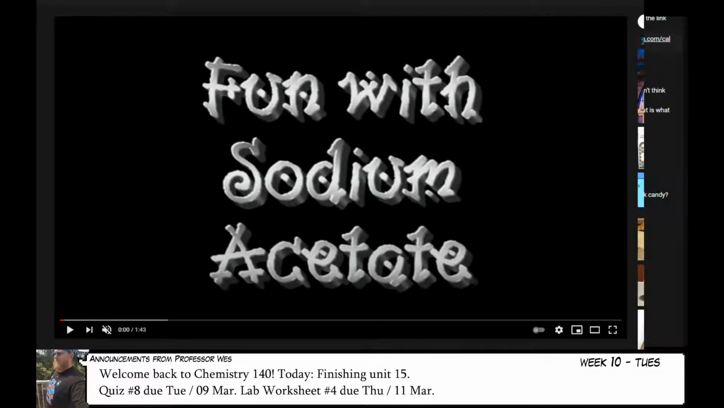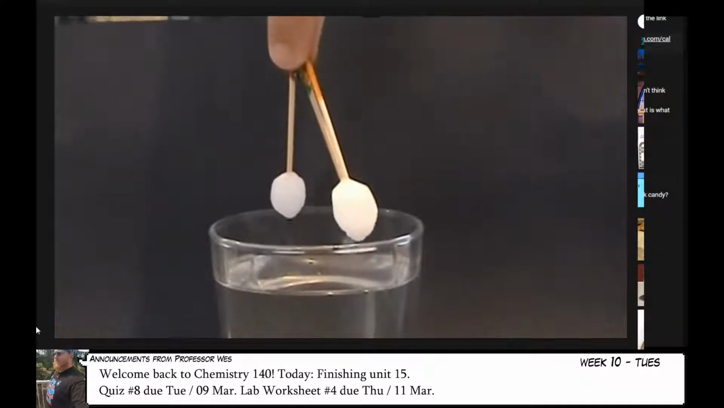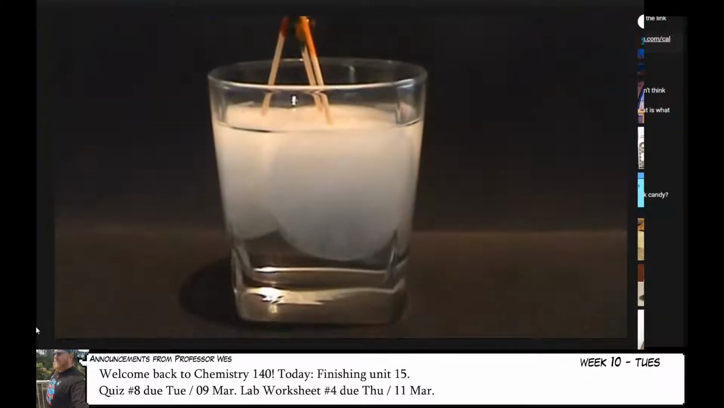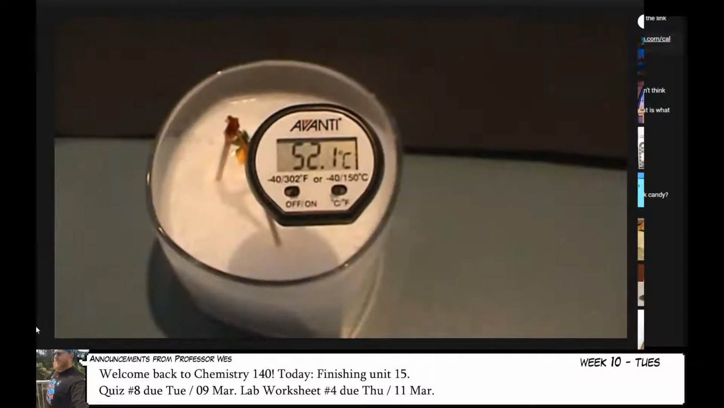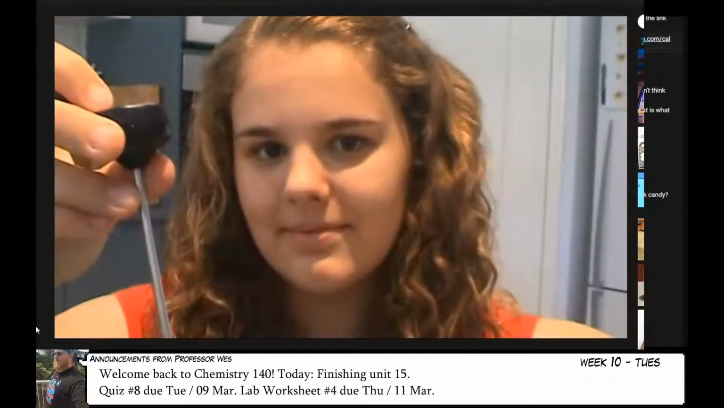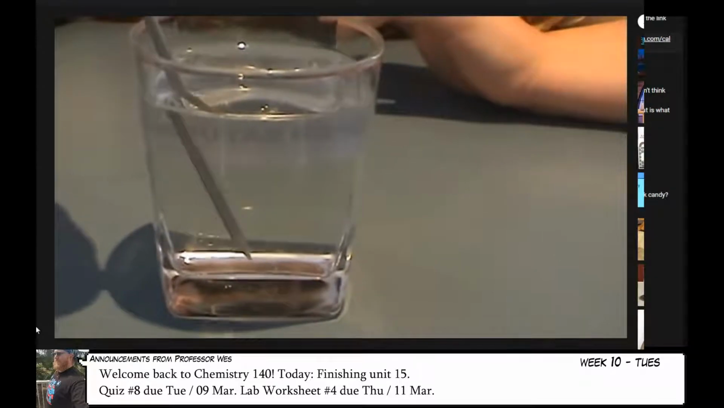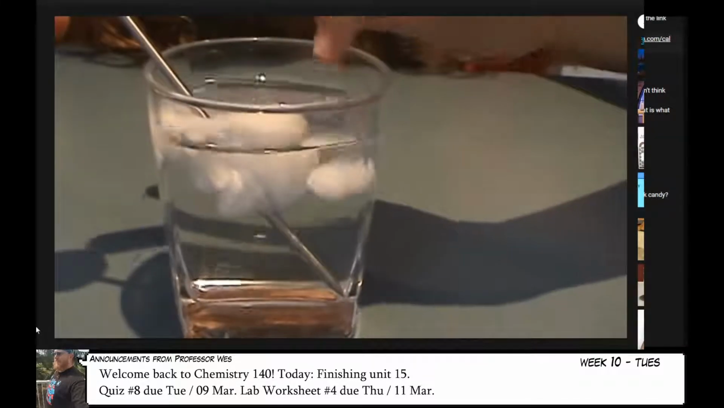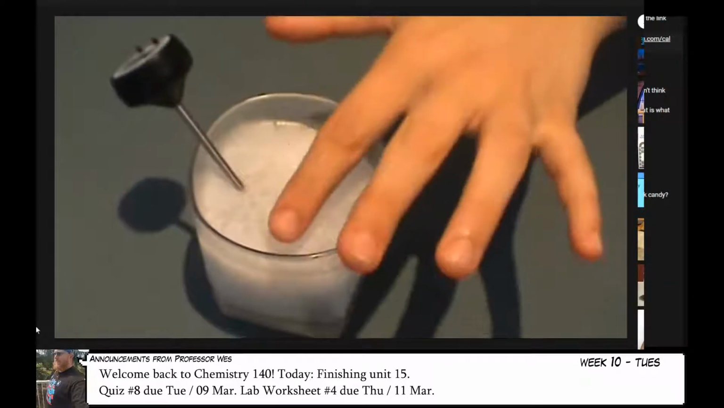All right, so here's some fun with sodium acetate. It's so supersaturated that it crystallizes so quickly, and you can initiate this by doing any number of crazy things to it. So yeah, this is like rock candy, except rock candy uses sugar, where you make a solution of sugar and then you put a string in it, and the sugar crystallizes on the string. So this is exactly rock candy, yeah.